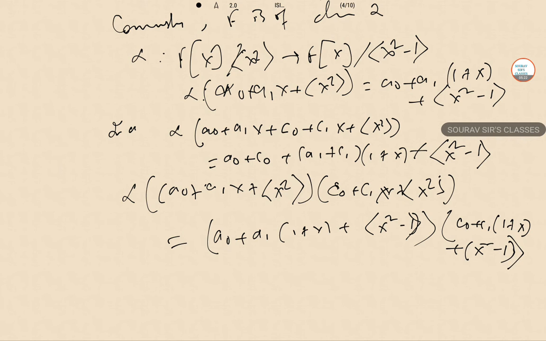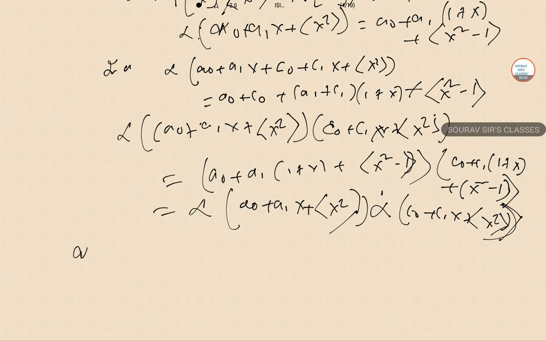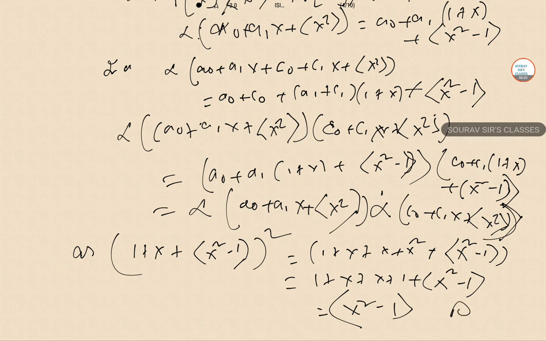So finally this will give you a0, a1x² and c0, c1x and x². So obviously as (1 plus x² − 1)² equal to 1 plus x plus x² − 1, so this is 1 plus x plus 1. So this is simply this, and this is the answer.